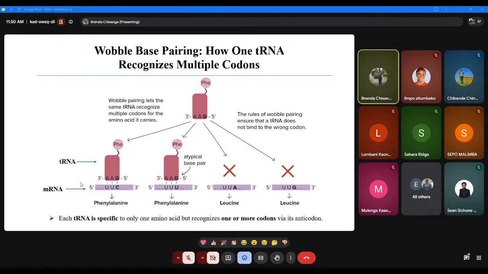So in short, each tRNA is specific to only one amino acid. Each tRNA is specific to only one amino acid. For example, this tRNA is for phenylalanine, but it can recognize more than one codon as long as the first two positions of that codon are the same. The third one, because of the wobble nature of the genetic code, can allow for a mismatch.